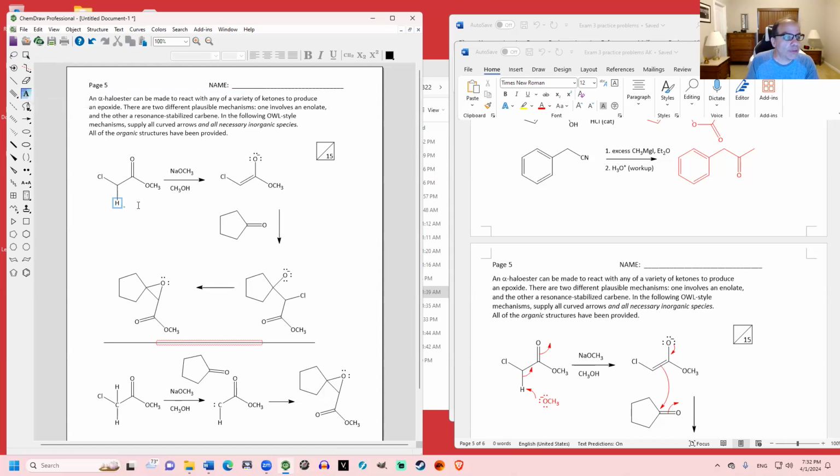So in the first one, we're going from this compound to its enolate. And so we're going to need to pull off that indicated hydrogen. Oh, I'm sorry, it's not OH, it's OCH3.